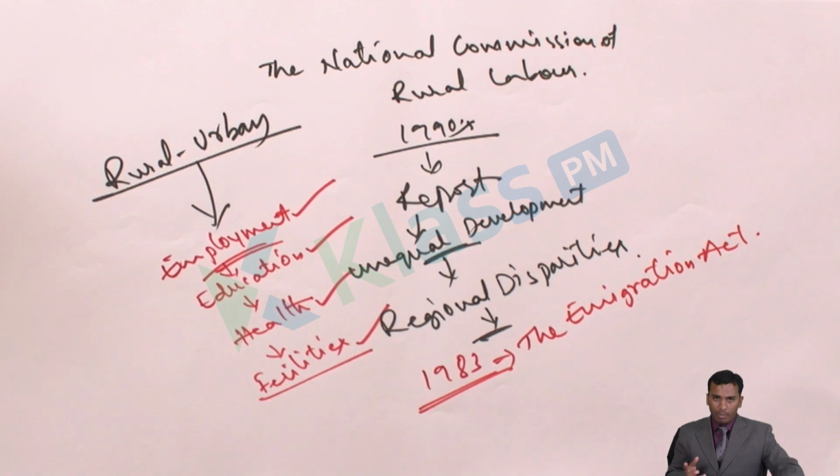We also learned about migration and its different types, like rural to rural, rural to urban, and temporary migration, as well as the reasons for migration. And finally, we learned about the Immigration Act of 1983 also. With this, we complete this chapter, settlements and migration.